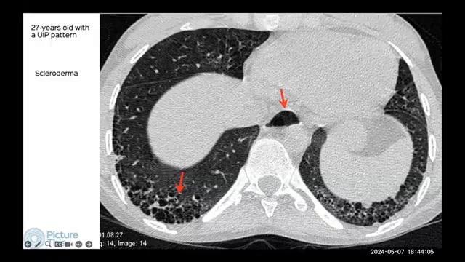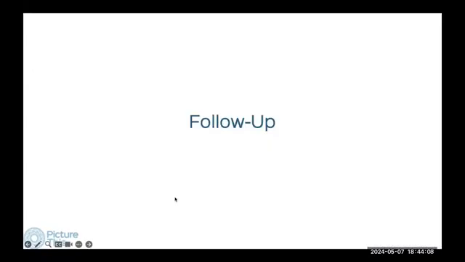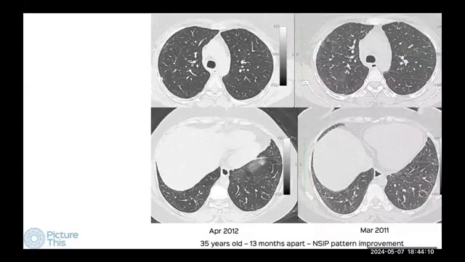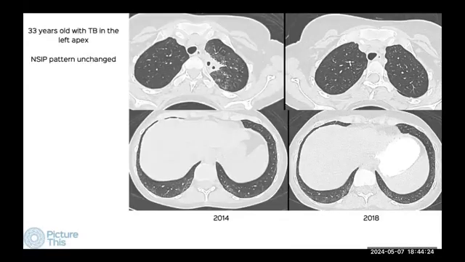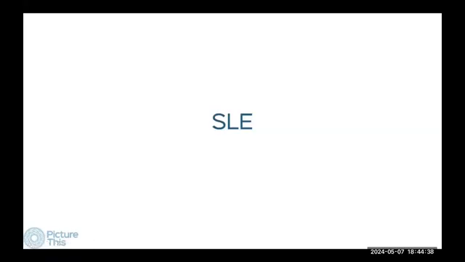I'd already shown this scleroderma with the UIP pattern. And in scleroderma, follow-up happens very commonly at 1 year or 2 year intervals. And here is a patient who has improved 13 months apart, and here is a patient who has worsened 15 months apart. We also see complications in these patients, and here is a patient who developed tuberculosis in the left apex, which then regressed 4 years later, while the NSIP pattern remained unchanged over those 4 years.